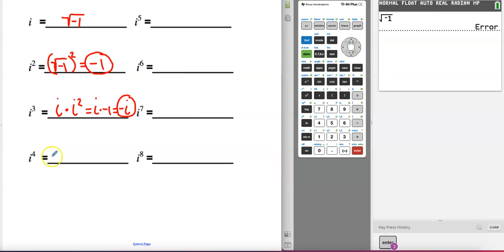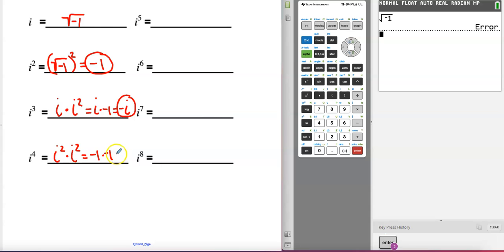Well, what about i to the fourth power? I'm going to use i squared times i squared. So i squared times i squared is like saying -1 times -1.